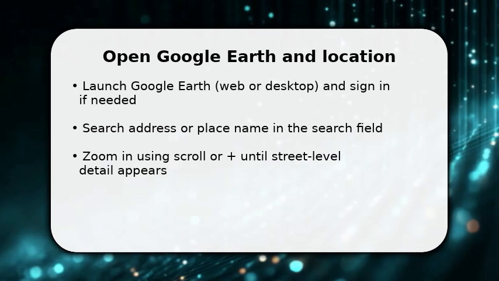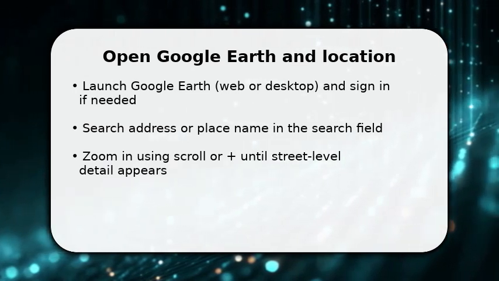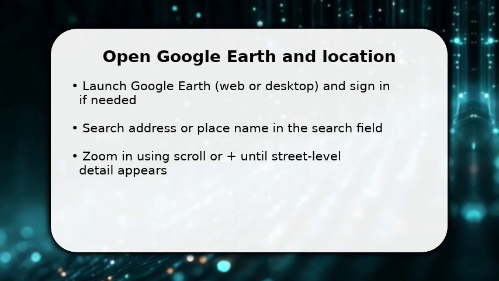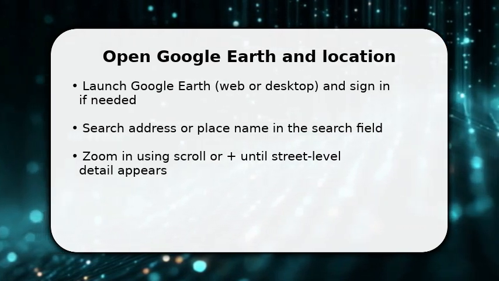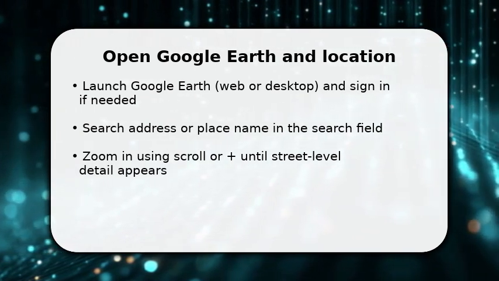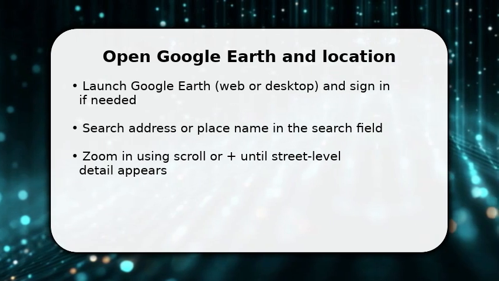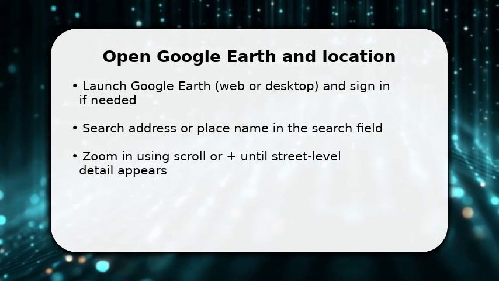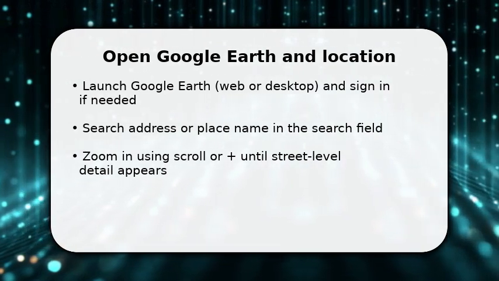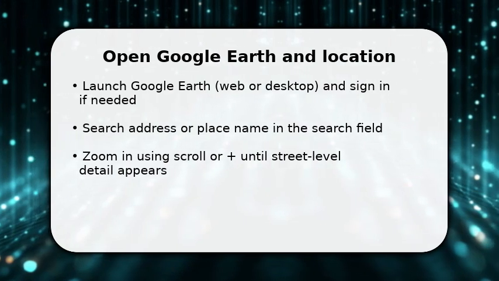Enjoy the video. You start by opening Google Earth and entering the place you want to inspect. This gets you on the right geographic canvas. Once the map centers, zoom in progressively with your mouse wheel or the on-screen plus control until buildings and roads become crisp. Make sure you switch to the 3D globe view if you prefer perspective. It helps orient you.